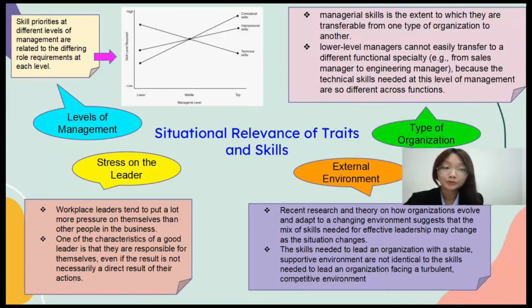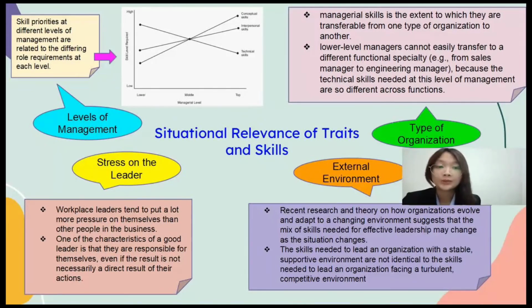My name is Brablianathan. I will continue to present about the situational review of traits and skills. First, level of management. Skill priorities at different levels of management are related to the different roles and requirements at each level. Secondly, type of organizations. Management skills vary in the extent to which they are transferable from one type of organization to another. Lower level managers cannot easily transfer to a different function, for example from sales manager to engineering manager, because the technical skills needed at this level of management are so different across functions.